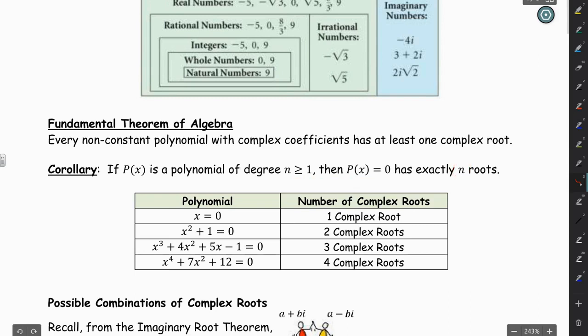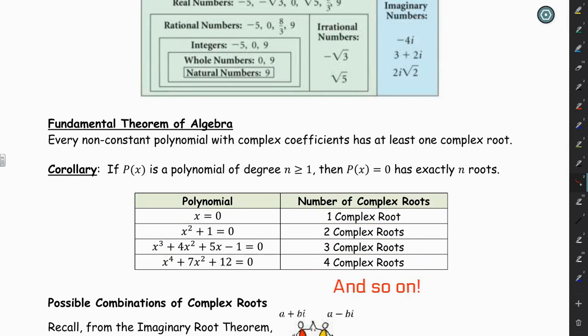Here are some examples of what I mean. If we have x to the first, that's the highest degree term in our polynomial. The degree is 1. We know we have one complex root. If our degree is 2, we know we have 2 complex roots. If our degree is 3, we have 3 complex roots. And if our degree is 4, we have 4 complex roots.